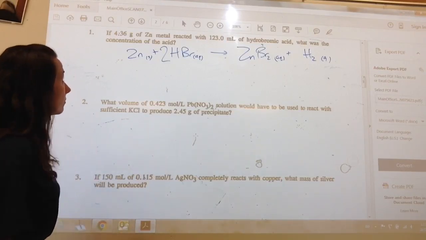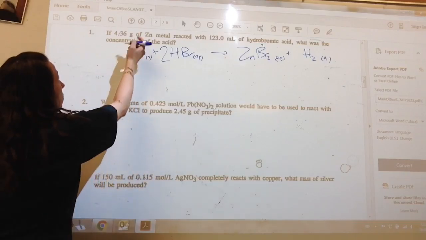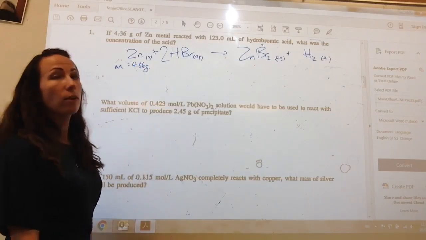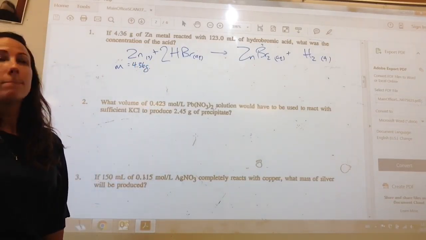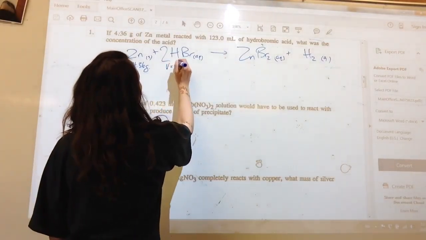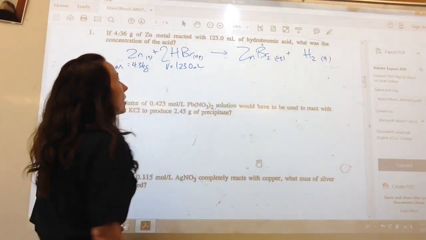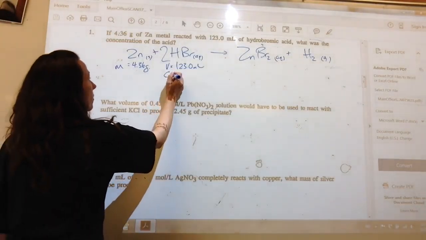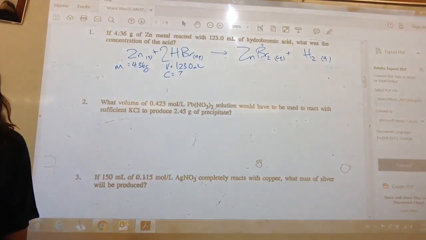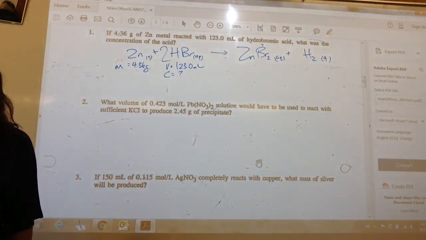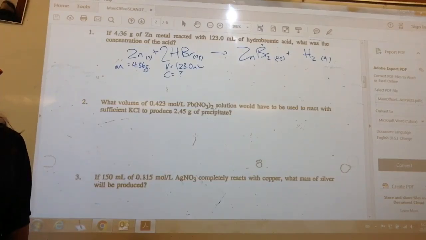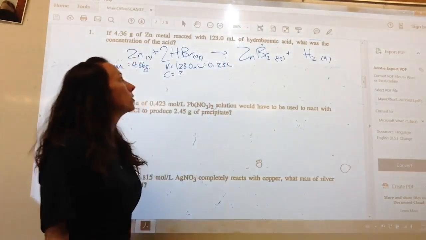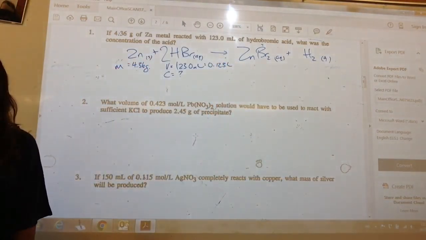Step 2 is the info underneath. So what's the mass of the zinc? 4.36 grams. What other information have I got in there? Very good, the volume of the hydrobromic acid. And what's my question mark? Concentration of the acid. What am I going to want to do with that milliliters probably? Change it to liters. So 0.123 liters. Divide by 1,000.